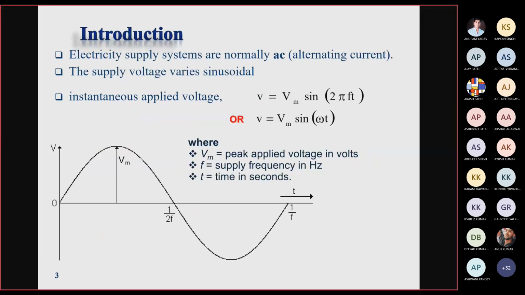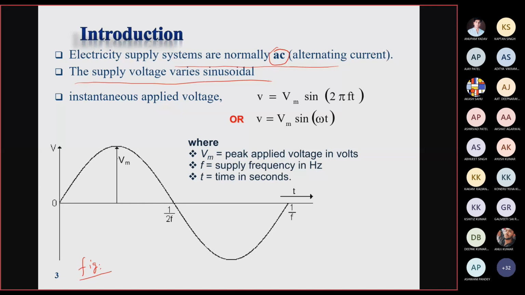So this is the very basic thing about any AC circuit. Electricity supply systems are normally AC in nature. So you know that whatever supply is coming to our household or to the society, that is in the form of AC, alternating, right? This AC supply voltage varies sinusoidally. So in this figure, you can see the voltage waveform, where the y-axis is the magnitude of voltage and the x-axis is time. So you can see that there is a sinusoidal variation of voltage with respect to time.